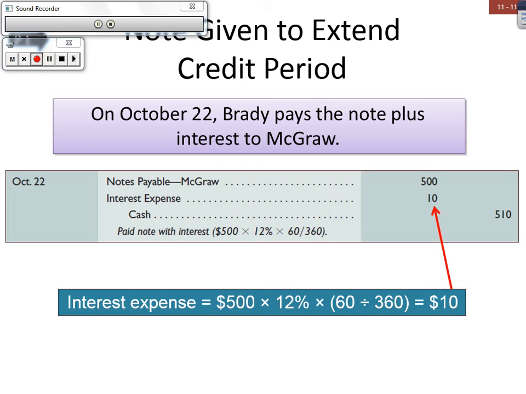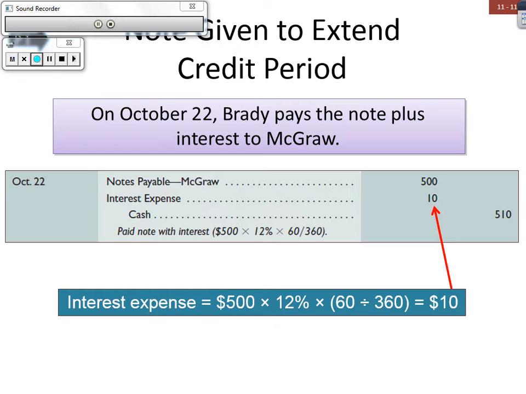Note given to extend credit period. Yet again, on October 22nd, Brady pays the notes plus interest. Now, before they owed $500, right? Now it's time to pay the note, so they have to record the principal plus interest as of the date that it was paid.